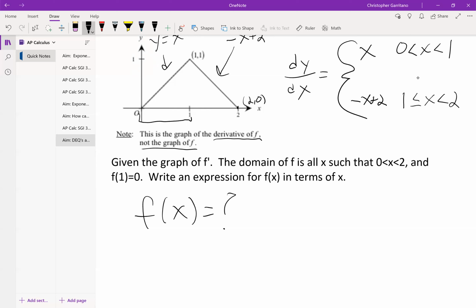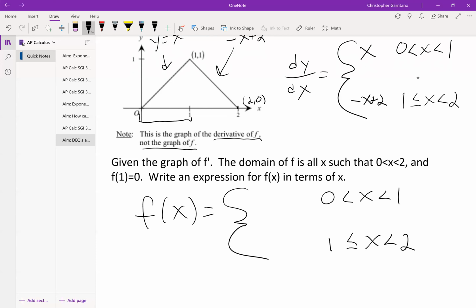Well, I need to solve my differential equation in order to do so. And since my differential equation is a piecewise function, I actually have to solve two differential equations, one for each branch that we're given. As it turns out, my original function is also going to be piecewise, for the same little domains.